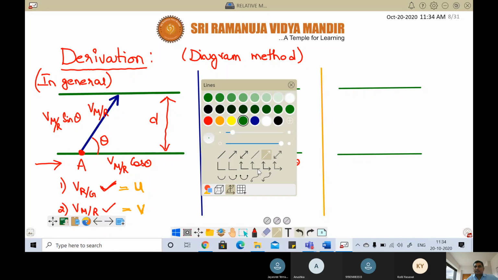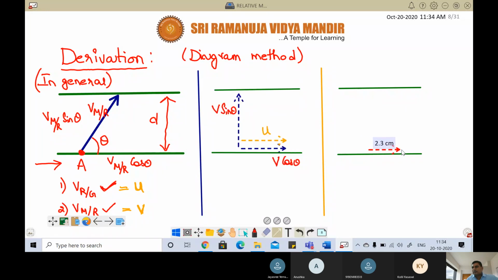I'll take another color, red. So finally this is called u plus v cos theta, and this is v sin theta. Okay, so now these are velocities of man with respect to ground. Please remember, this is the x component of velocity of man with respect to ground.